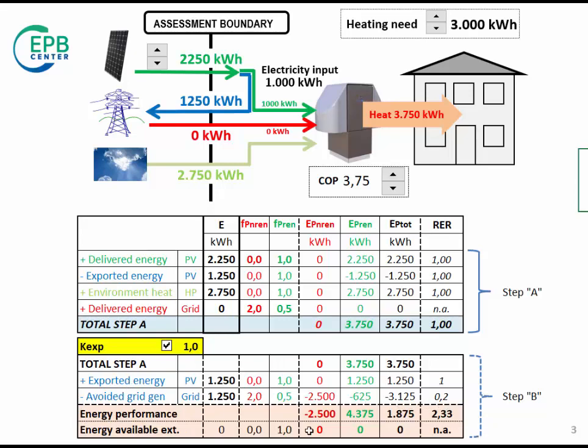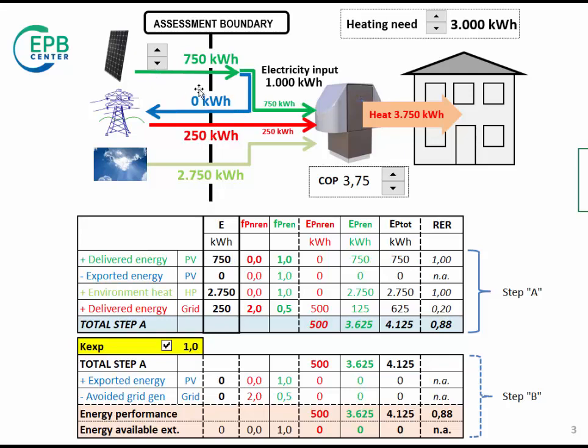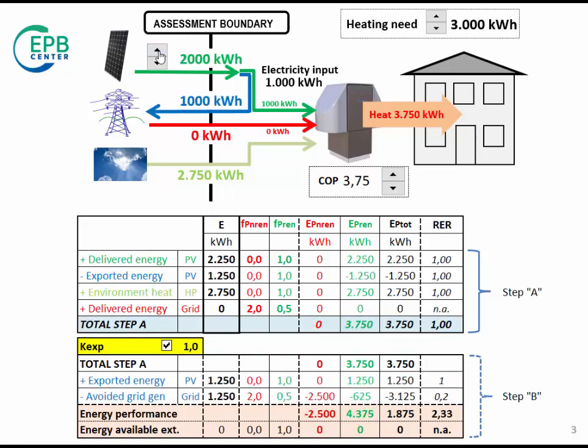value for option B. Of course, if the PV production is low, then there is no exported energy and there is no difference between the result as step A and step B. The choice on K exported has no effect in the absence of exported energy. Let's increase PV production so that exported energy appears again, and let's have a closer look at step B now.